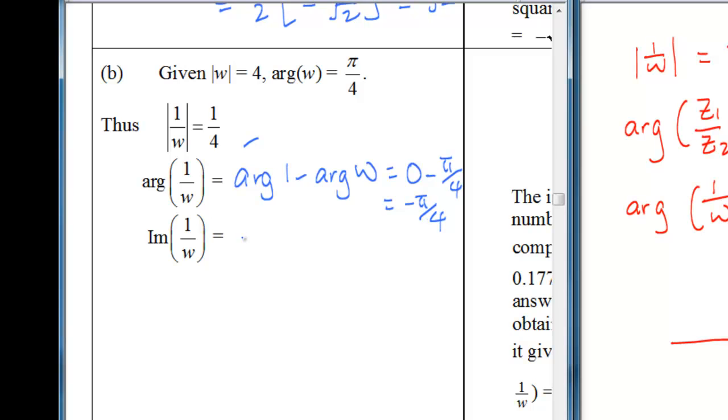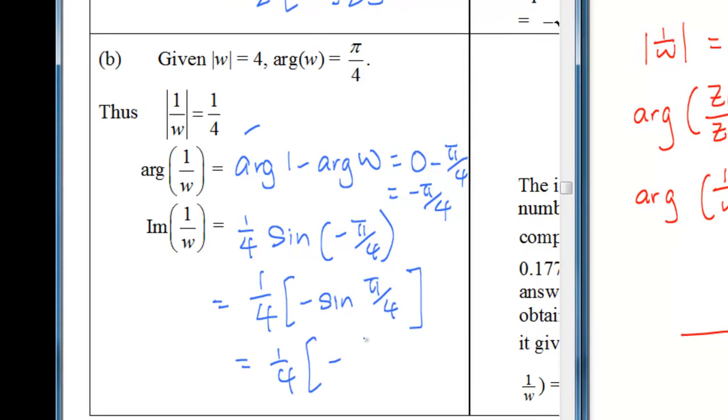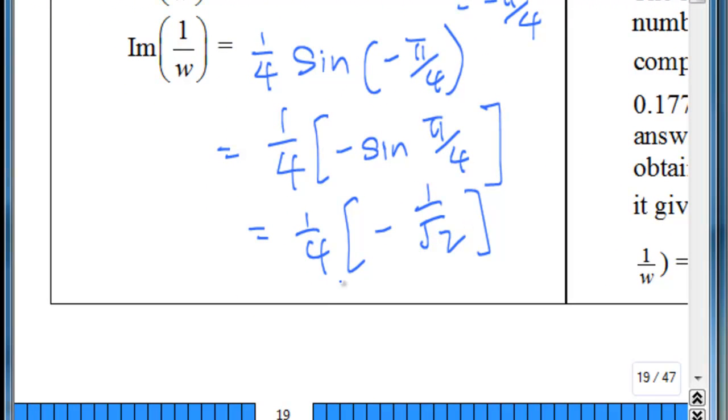Imaginary part of 1 over w equals r sine theta. So it will be 1/4 sine negative pi over 4. And when we simplify, we know that sine of negative pi over 4 is the same as negative sine pi over 4. Knowing that sine of pi over 4 is 1 over square root 2, we can simplify and rationalize it to be negative root 2 over 8.